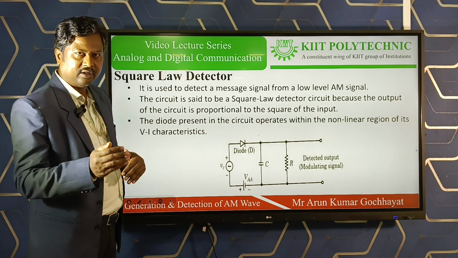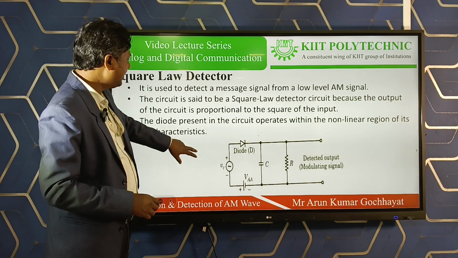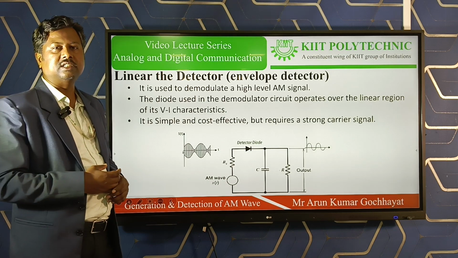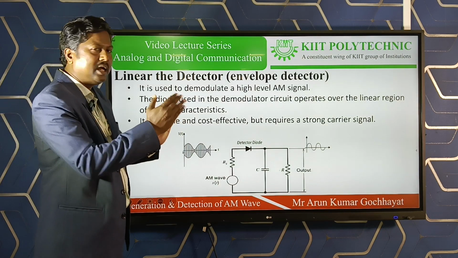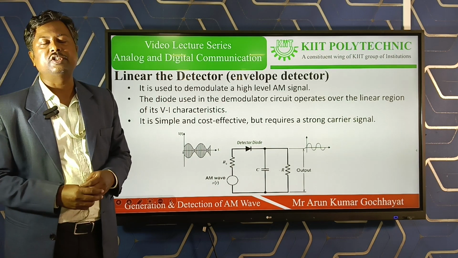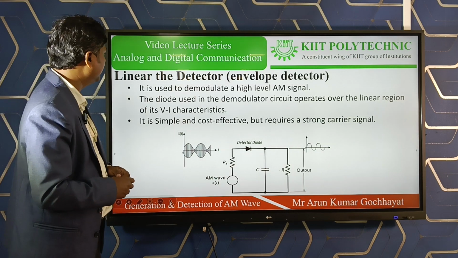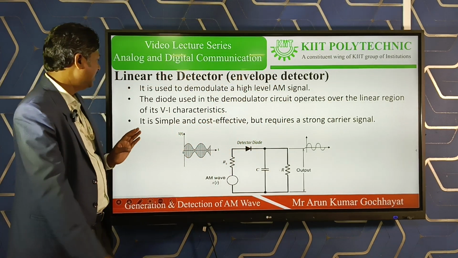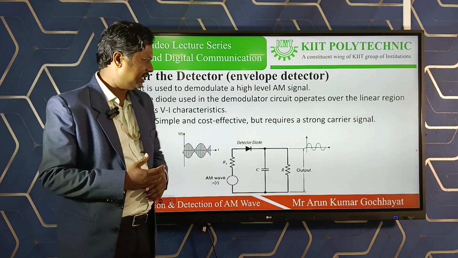So here, as I have already told, the diode operates in the nonlinear region of its VI characteristics. As far as the linear diode detector is concerned, it operates at a higher level. The diode operates in its linear region, that means the region after the knee voltage or forward breakover voltage. So this type of demodulator circuit is used to extract the message signal out of the high power modulated AM wave. Here the diode operates in its linear region of VI characteristics. This particular circuit is simple and cost effective, and it requires a strong carrier signal, as I have already told.